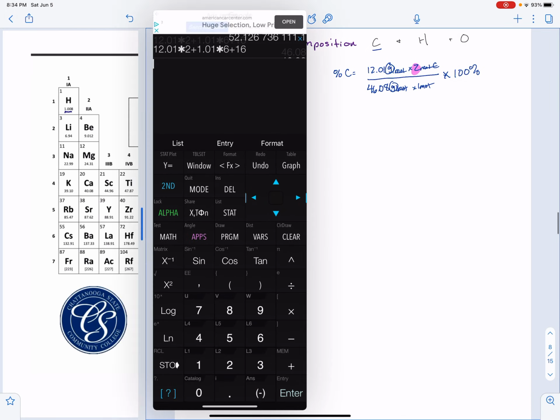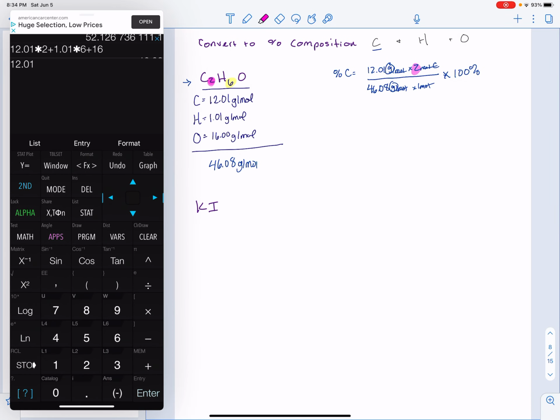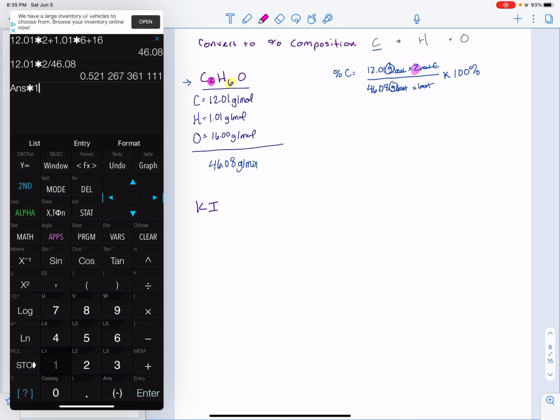So I'm going to say 12.01 times 2 divided by 46.08 times 100%. And so that gives me 52.13%. And most of the time you are going to be told something like round this to the thousandth place or the hundredth place. Usually you're going to be told how far to round this. But in this case, since it didn't say, there are 4 sig figs in both of those cases, and this has 4 sig figs.